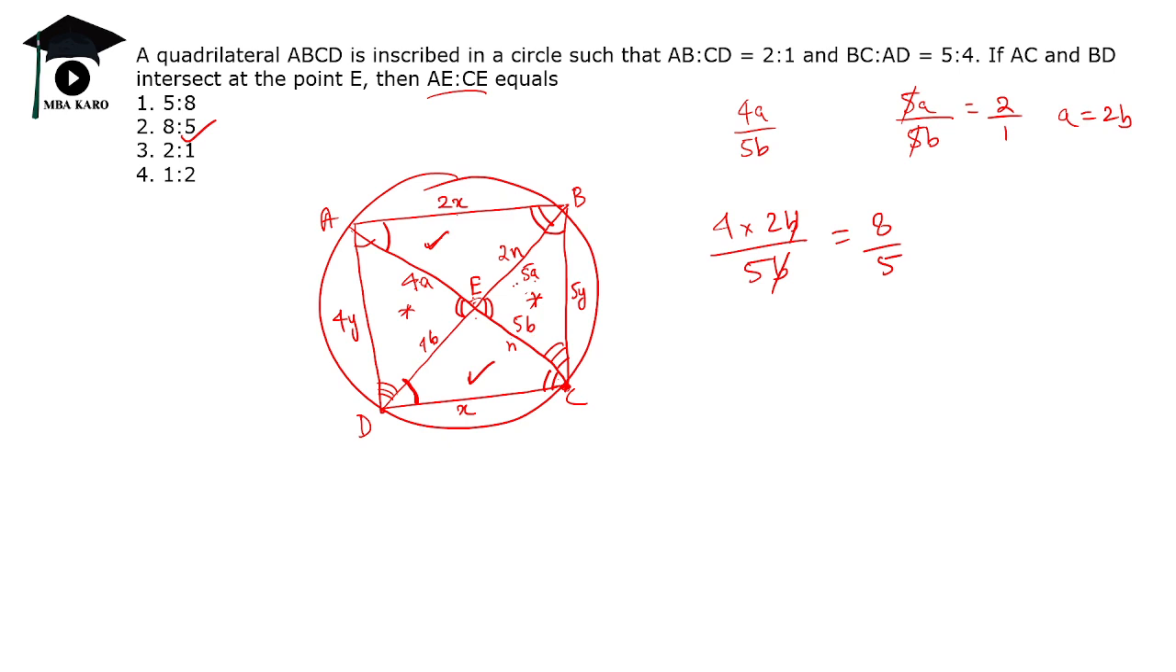Okay, corresponding sides. Similarly, when we consider these two triangles, this triangle is double of this triangle. The corresponding sides are double. So if this is 2n, this is going to be n. So we got 5a upon 5b is 2:1. Okay, and accordingly we got the relation between a and b and solve for it.